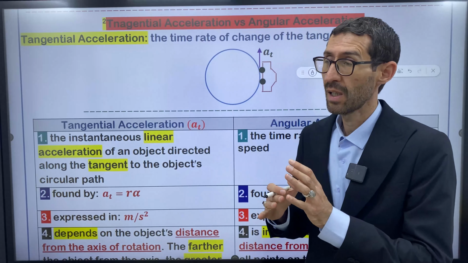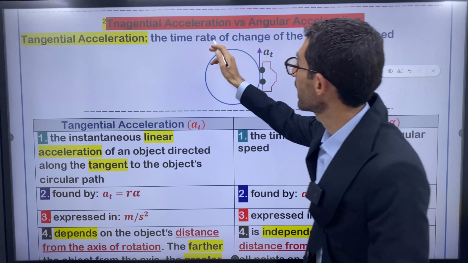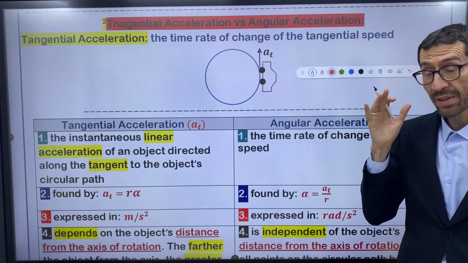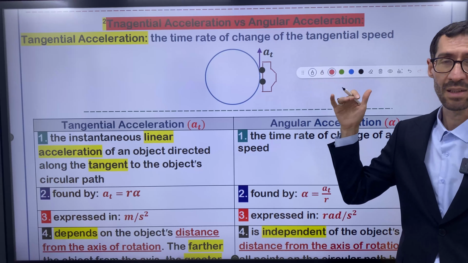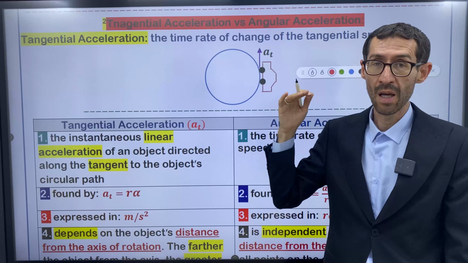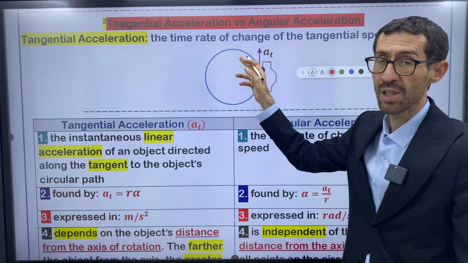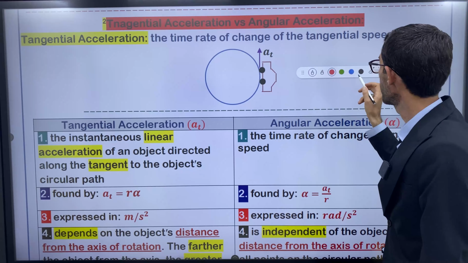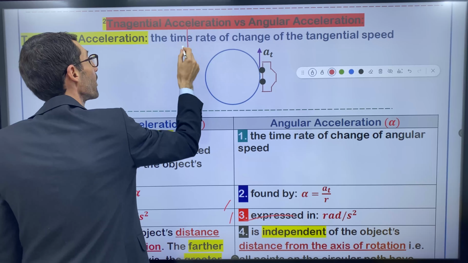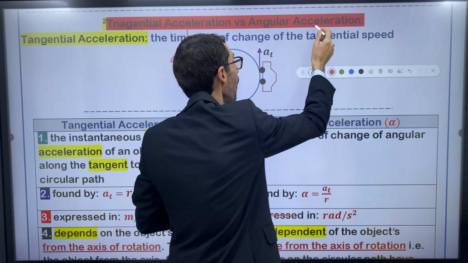Right now, I'm going to dive into a new subject, which is tangential acceleration versus angular acceleration. So what does this subject concentrate on? This subject concentrates on the relationship between two things: tangential acceleration, which is AT, and angular acceleration.